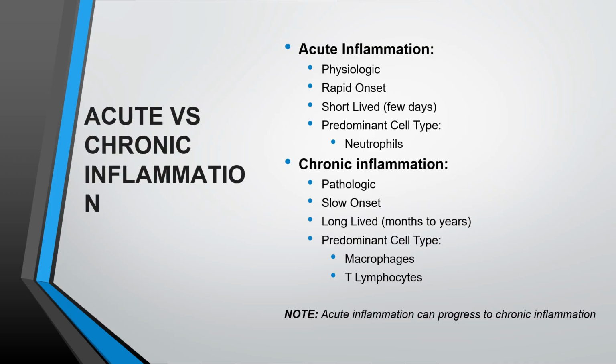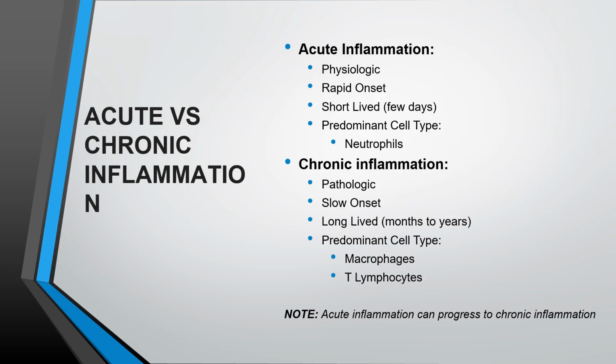Chronic inflammation, we have slow onset. It's long lasting, usually for months to years. It's always pathologic. It's dominated by macrophages and T lymphocytes. Chronic inflammation is more like a smoldering fire that never quite goes out. It keeps damaging tissue over time.